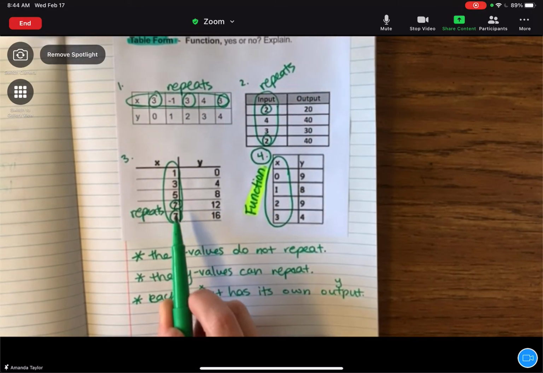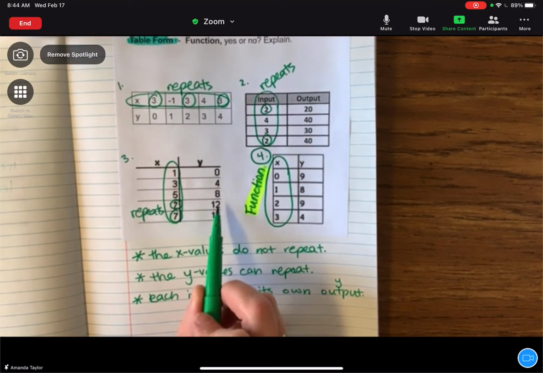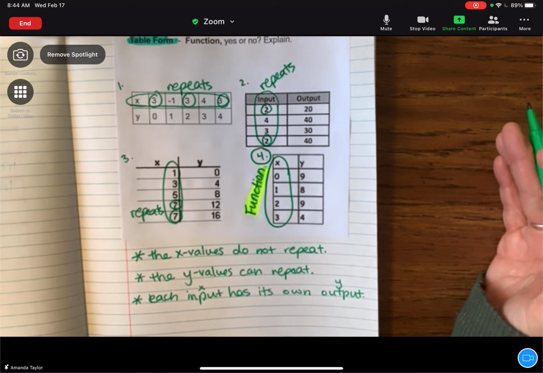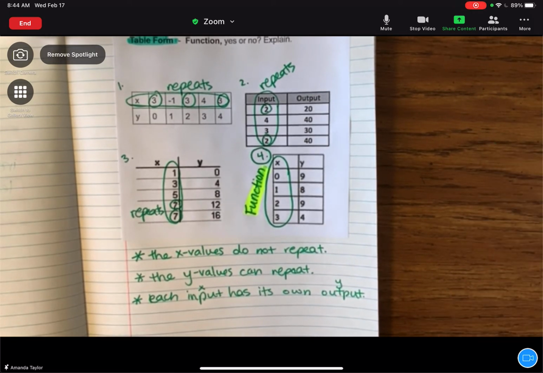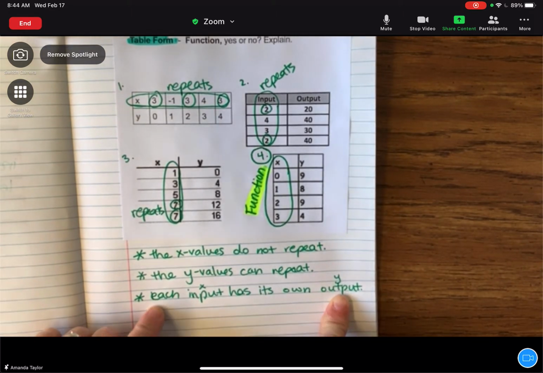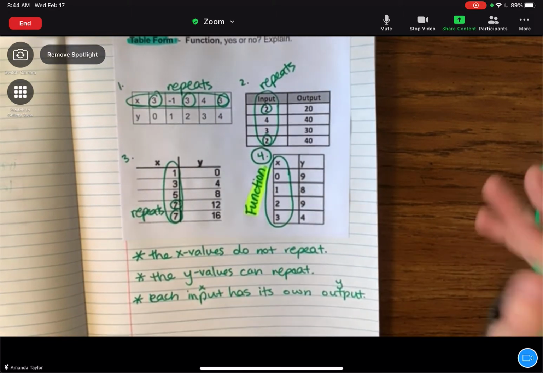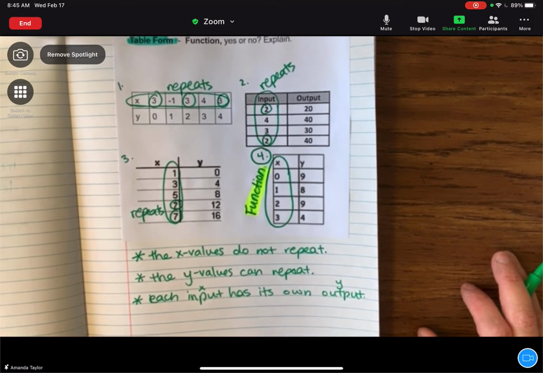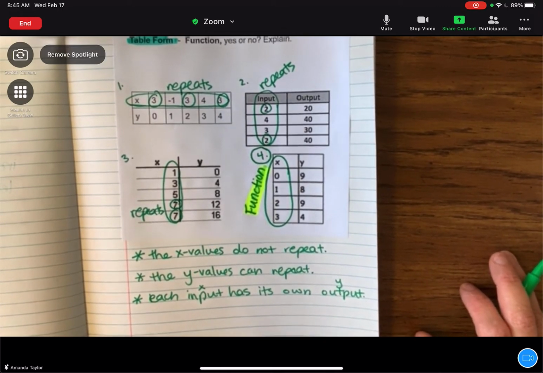Same thing with number 3. The input of 7 has an output of 12 and an output of 16. It has to have its own. It can't have 2. It can only have its own single one. It's not going to share outputs. All right, so this is the fancy definition. Each input has its own output, but you could just think the x values don't repeat. If they do, it's not a function.